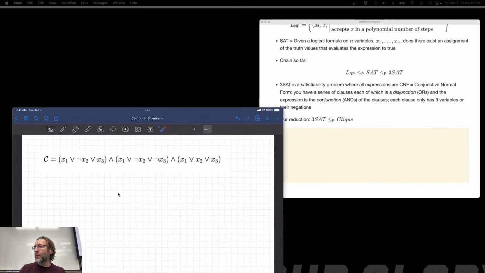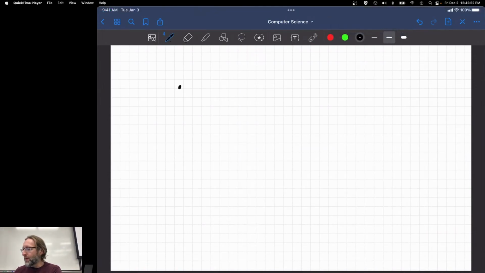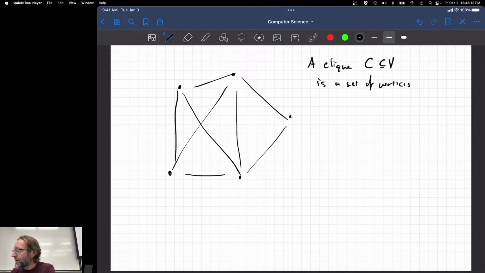So now, what is the CLIQUE problem? First of all, let's look at an example. I don't have a ready-made graph here, but I'll do it like this. A clique C, which is a subset of vertices, is a set of vertices such that for all x and y in the clique, x and y are connected in the edge set.